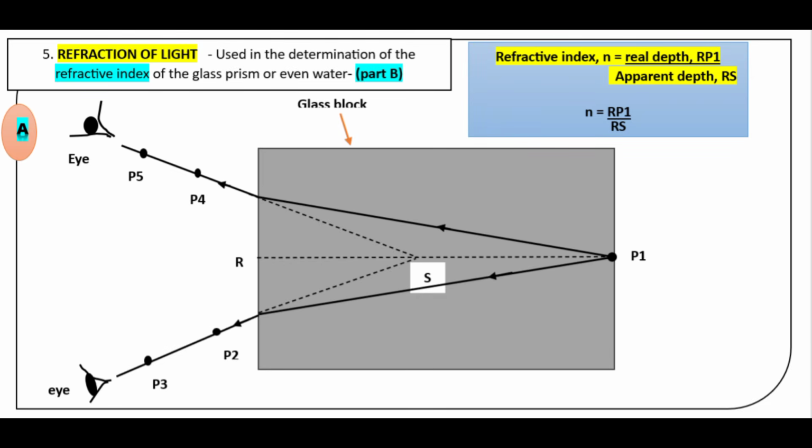So in this case, if you take the real depth divided by the apparent depth, that is RP1 divided by RS, that will give you the refractive index. So the refractive index will be given by the real depth divided by the apparent depth, that is RP1 divided by RS. So that's the way you can get the refractive index.